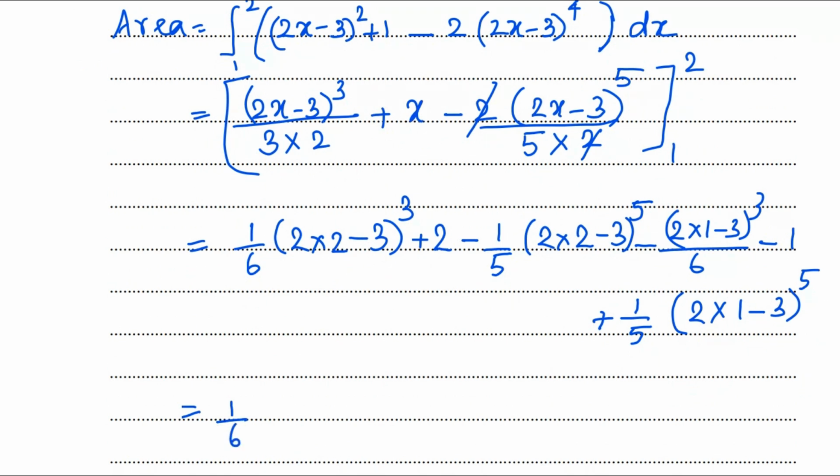So 1 over 6, 2 times 2 is 4, 4 minus 3 is 1, 1 cube is 1. So plus 2 minus 1 over 5 multiplied by, this will also be 1, 1 power 5 is 1, minus 2 times negative 3. So you will get negative 1. Negative 1 over 3 will give negative 1. So this will become positive 1 over 6. Negative 1. And here 1 over 5 times negative 1 power 5, which is negative 1. So negative 1 over 5.